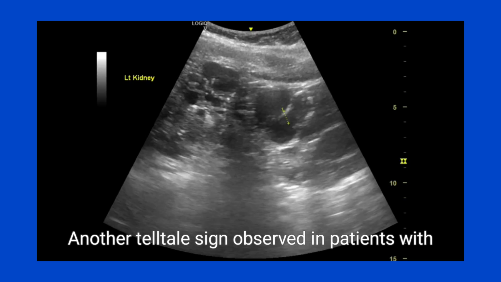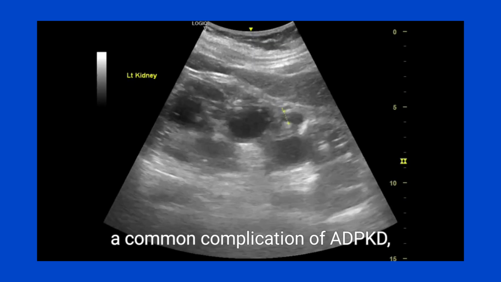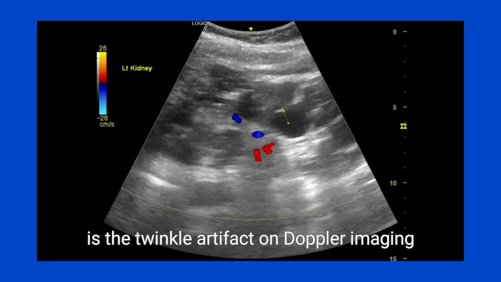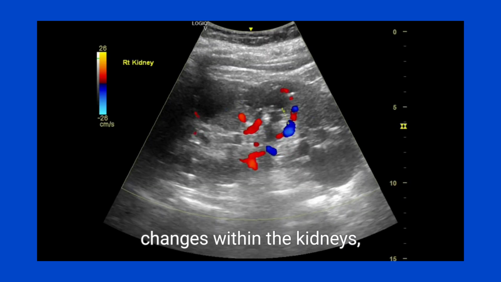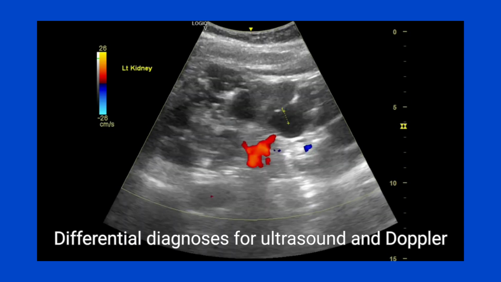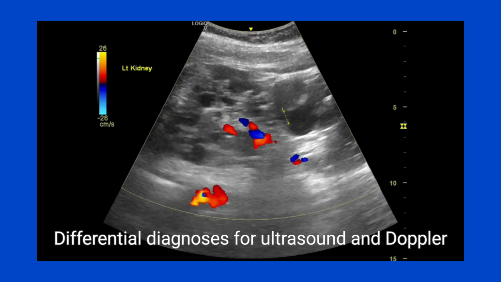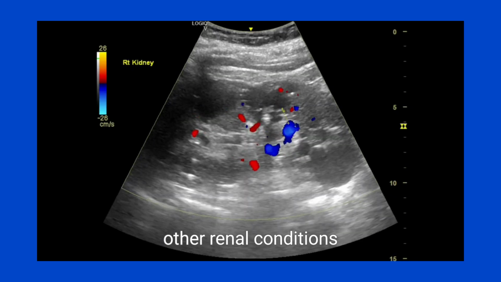Another telltale sign observed in patients with nephrolithiasis, a common complication of ADPKD, is the twinkle artifact on Doppler imaging. This phenomenon hints at the underlying structural changes within the kidneys, marking an area of potential concern. Differential diagnoses for ultrasound and Doppler findings are critical in distinguishing ADPKD from other renal conditions.